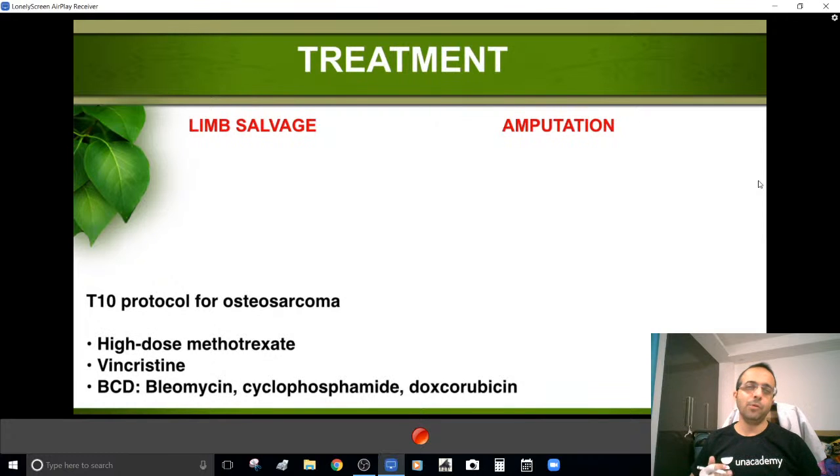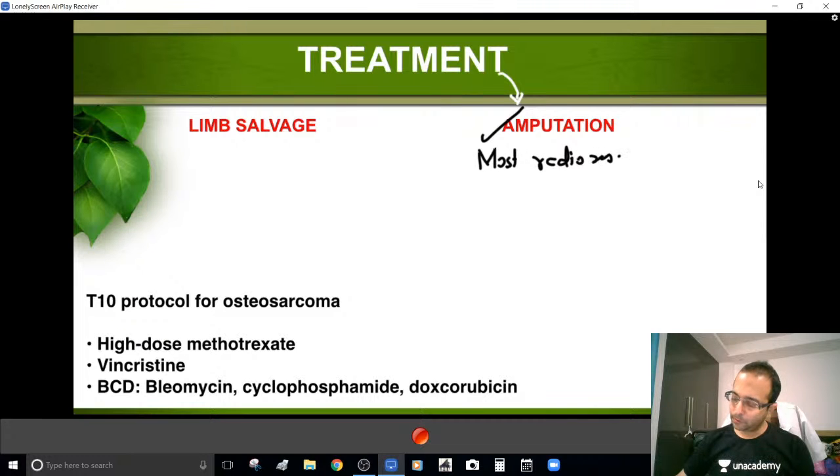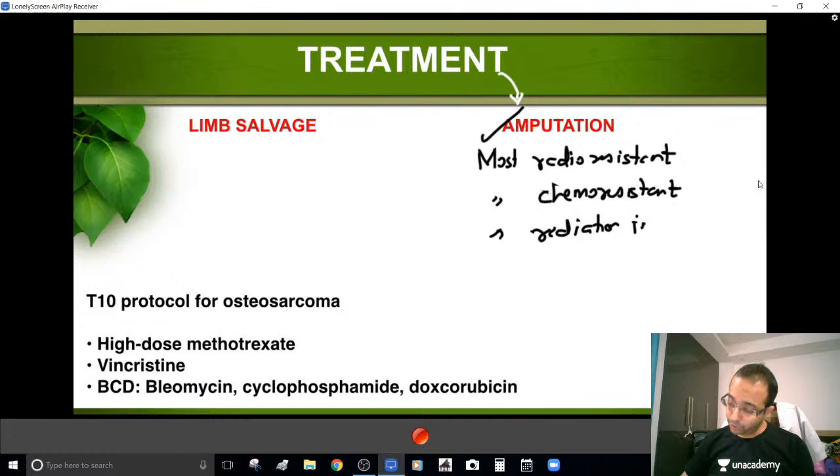And yes, a word about the treatment of osteosarcoma. Well, in osteosarcoma, the first word that comes to my mind is always amputation. Because let me tell you, this is the most radio resistant tumor. This is the most chemo resistant tumor. And then let me tell you, this is the most radiation induced bone tumor. Meaning, the tumor that most commonly occurs due to radiation exposure is osteosarcoma. So it's a tumor that has a bad prognosis. So many surgeons straight away love to go with amputation.